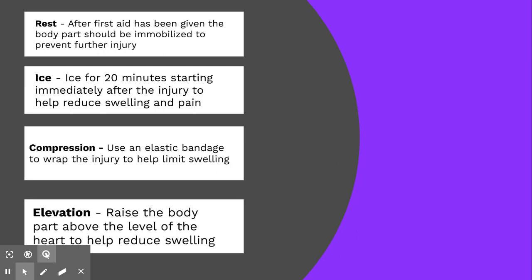R is for rest. After first aid has been given, the body part should be immobilized to prevent further injury. I is for ice. Ice for 20 minutes, starting immediately after the injury to help reduce swelling and pain. C is for compression. Use an elastic bandage to wrap the injury to help limit swelling. E is for elevation. Raise the body part above the level of the heart to help reduce swelling.